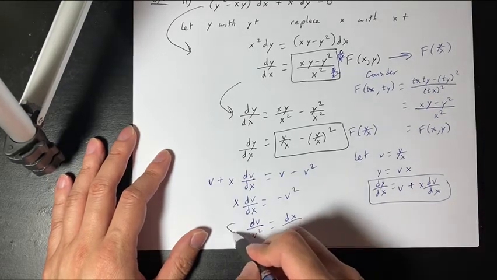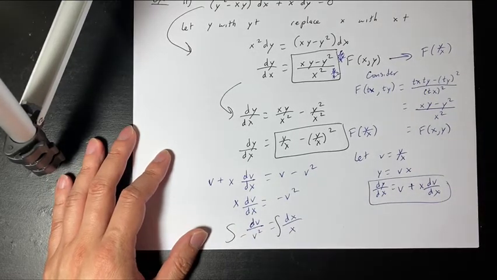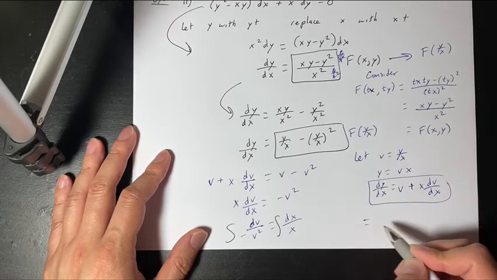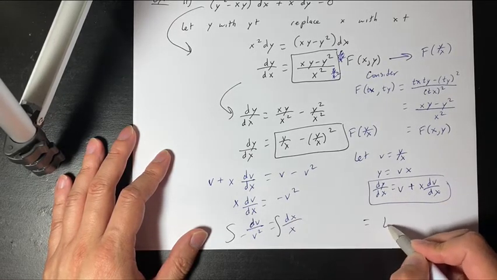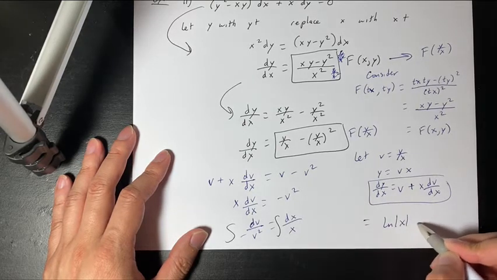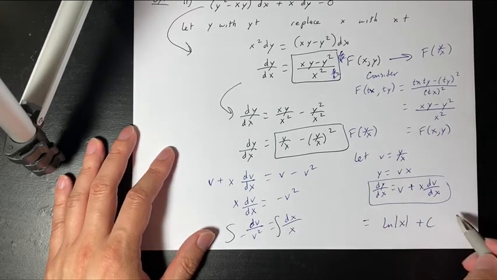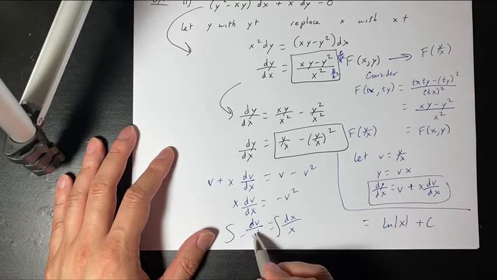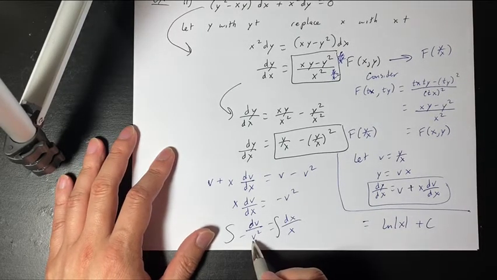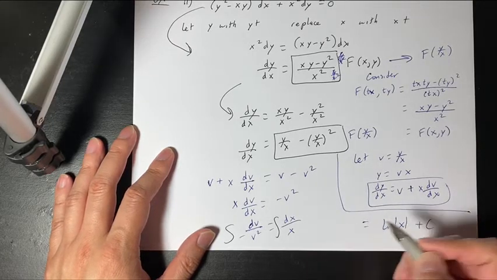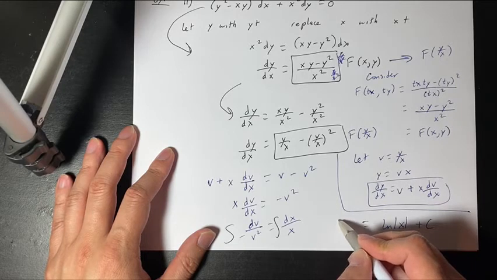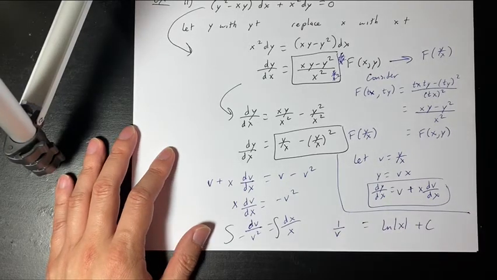So we're ready to integrate both the left and right side. So the right side is simply natural log of x plus c. And the left side is 1 over v. And that's it.